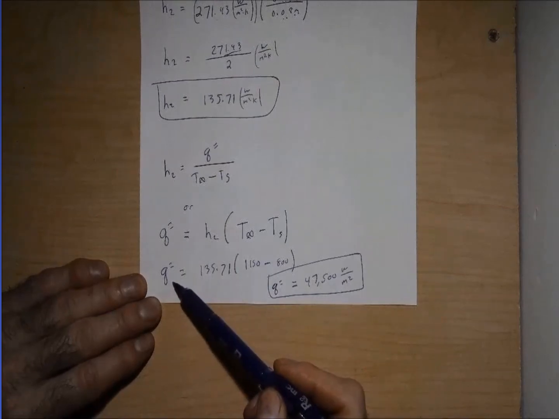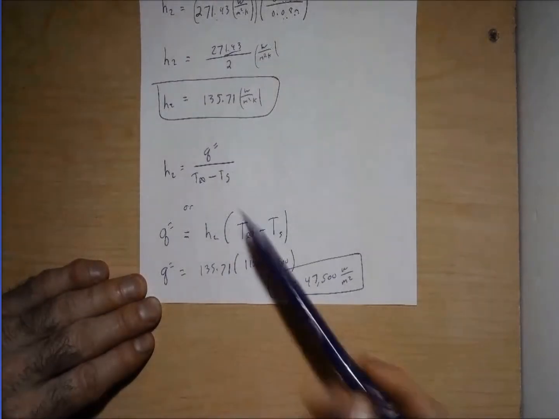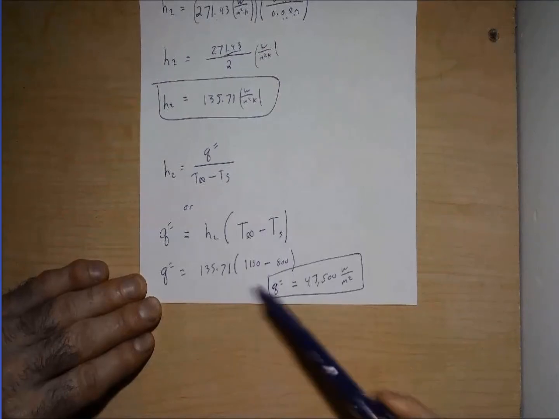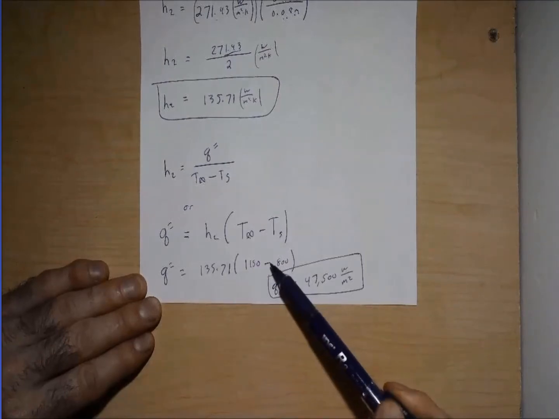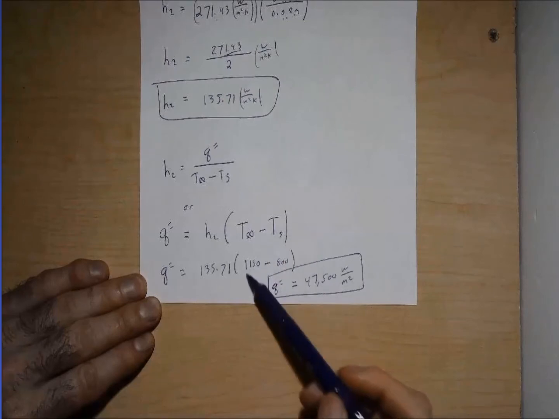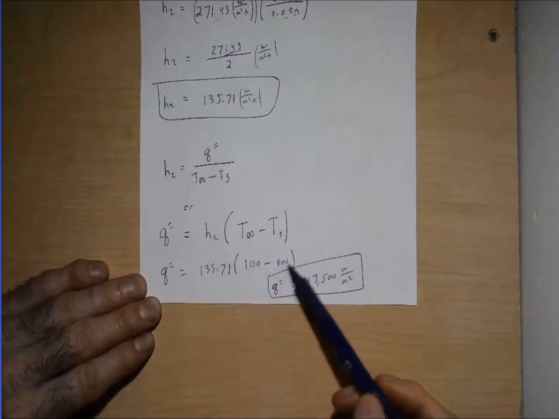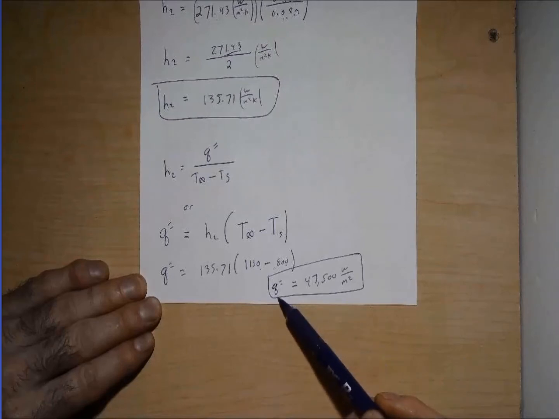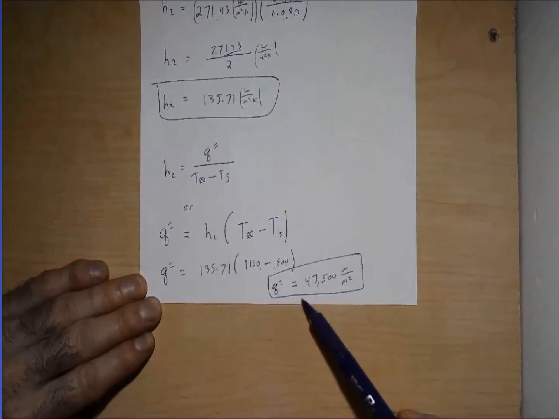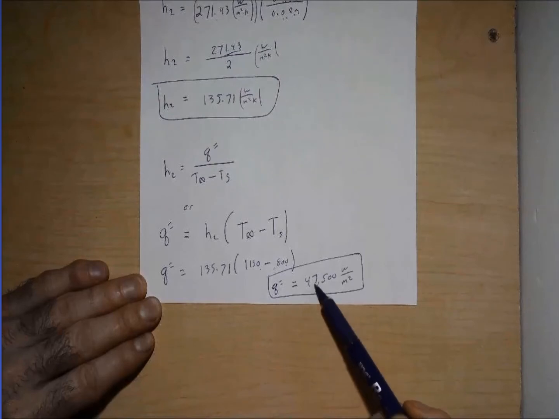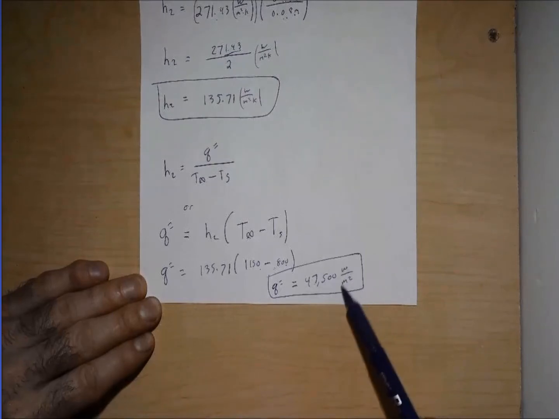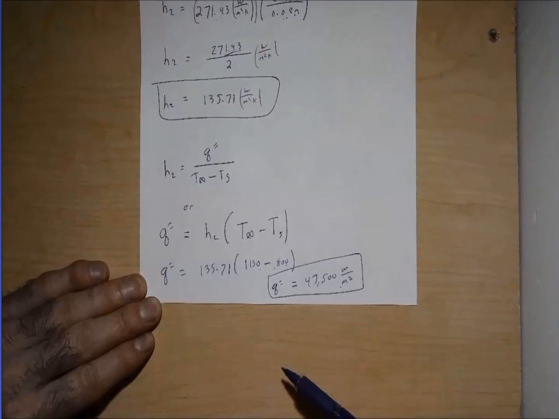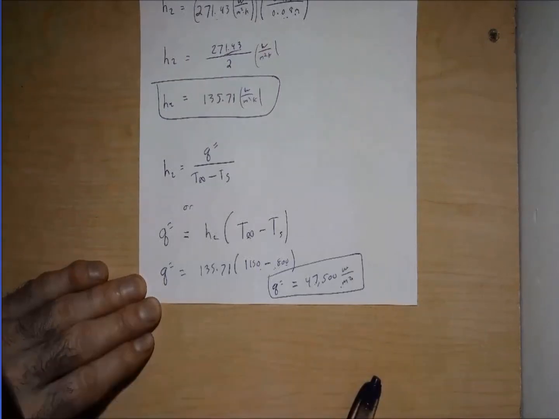So our heat flux is now this H2 value that we just solved for of 135.71 watts per meter squared times Kelvin, times our temperature difference in Kelvin, which is now going to be 1150 minus 800 for case 2. We do this out, and our Kelvins cancel, so we're left with a heat flux in the correct units of 47,500 watts per meter squared. So now we've solved this for case 1 and for case 2 for our heat flux.